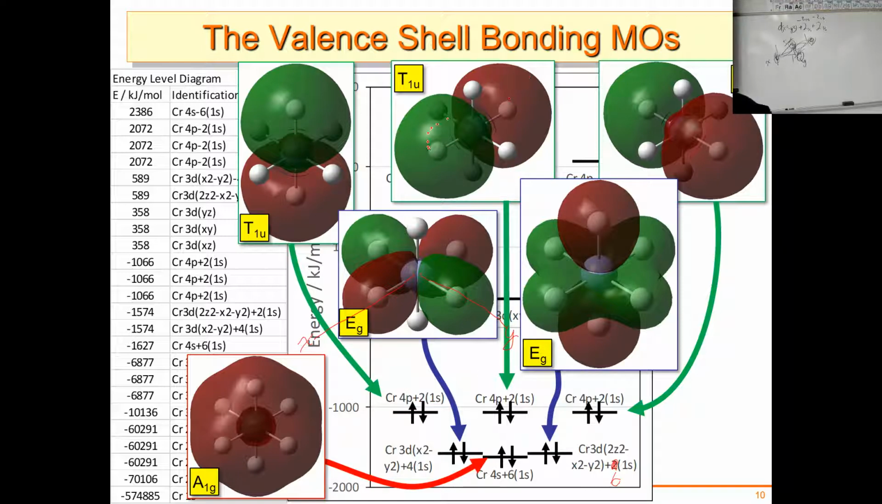Which one is this? We've been talking about the X, Y, and Z. What do you think this one is? X. Yeah, the 4px plus 2, 1s. So it's in phase with 2 hydrogens. And then this is the 4py plus 2, 1s. So those are all of the bonding interactions up in the valence band. The core electrons are too low in energy to really interact in this region. So we have the 4s interacting, we have the 3D interacting, we have some 4p's interacting.